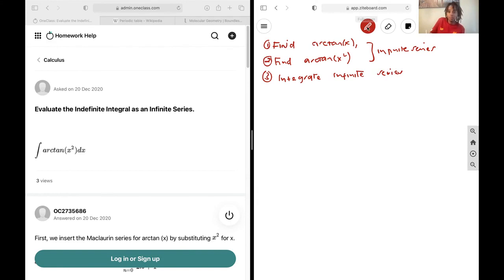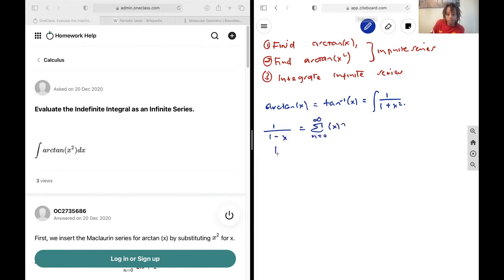Okay, so we already know that arctan of x is equal to, of course, inverse tangent, and that is equal to the integral of 1 over 1 plus x squared. And now we're going to use our friend here, the fact that 1 over 1 minus x is equal to the infinite series of x to the power of n.